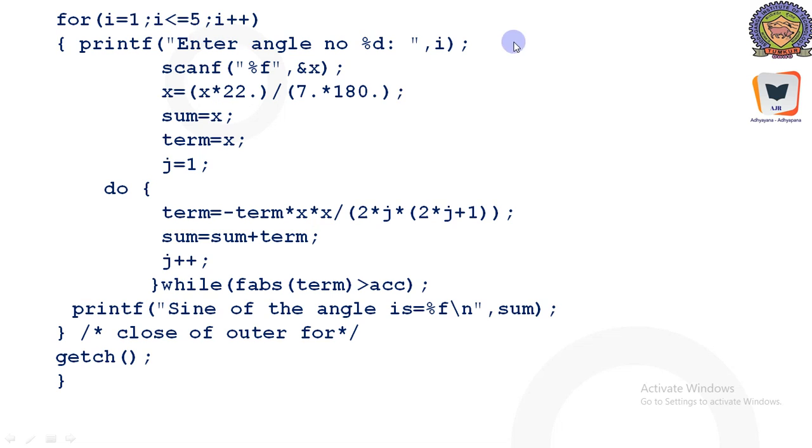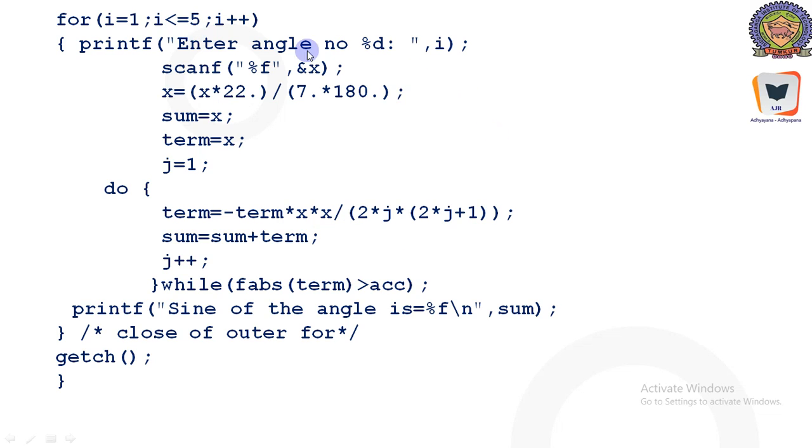Enter the angle number, because here also you are going to compute for 5 different angles. Okay, this for loop is meant. We know we want to calculate only 5 different angles, therefore for loop is the candidate. It will start from 1, it will go up to 5. 1, 2, 3, 4, 5. Exactly 5 number of cycles.